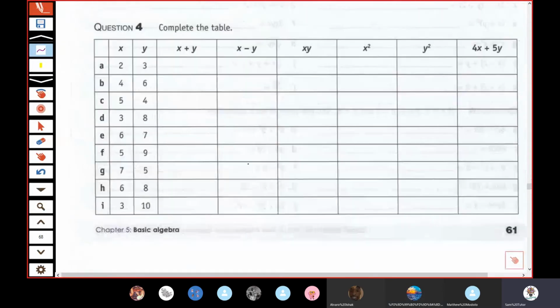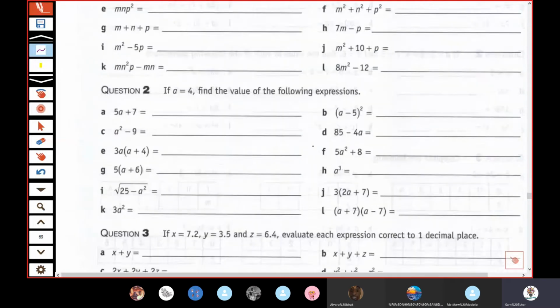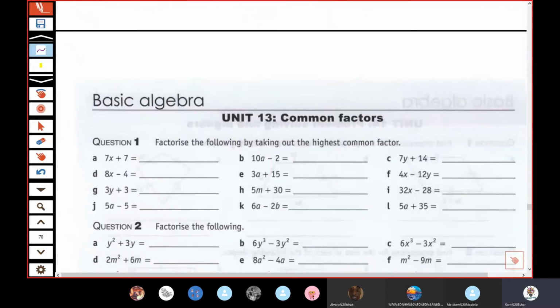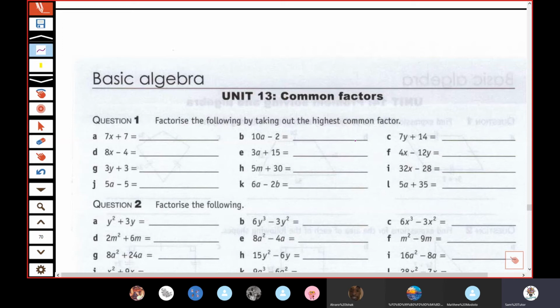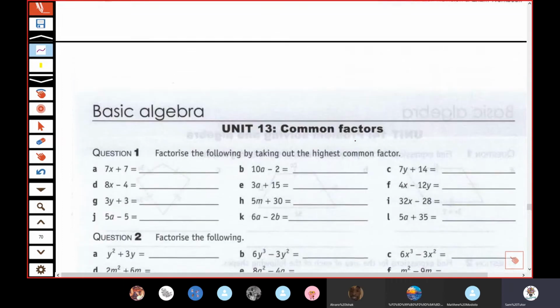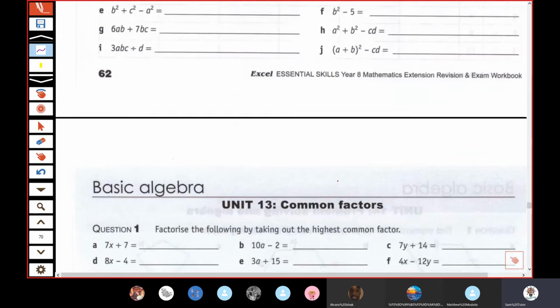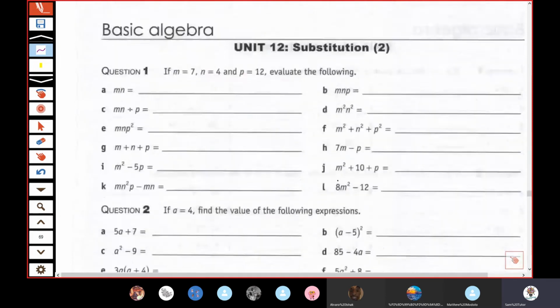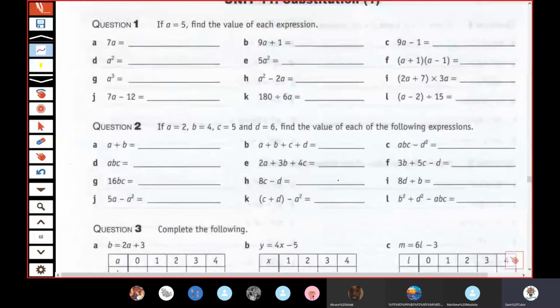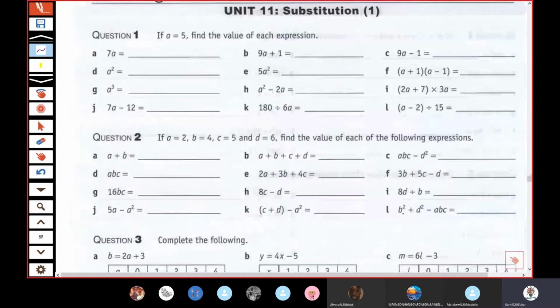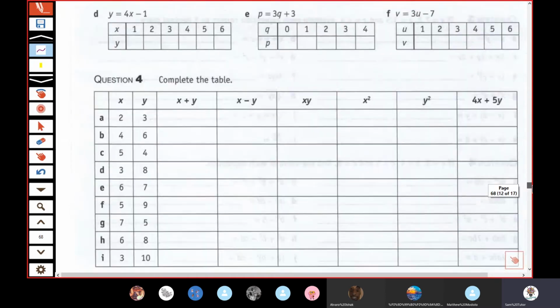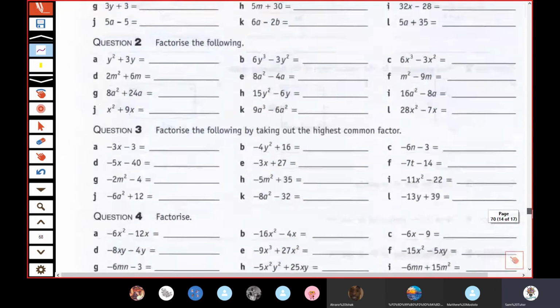Substitutions, pretty straightforward. I'd rather spend some time on the harder concepts. I think we are okay. Factorizing. I might leave factorizing and start equations because I really want to get on equations, and then we'll probably do factorizing as a new concept next week. I like to start equations actually. So let me do this. We'll look at these revision questions real quick.